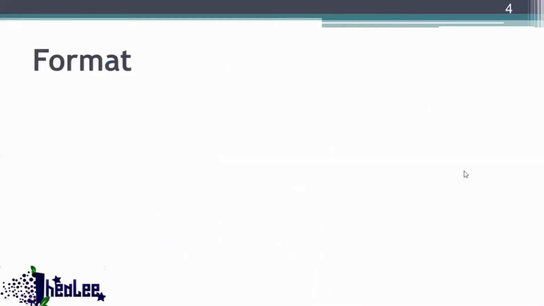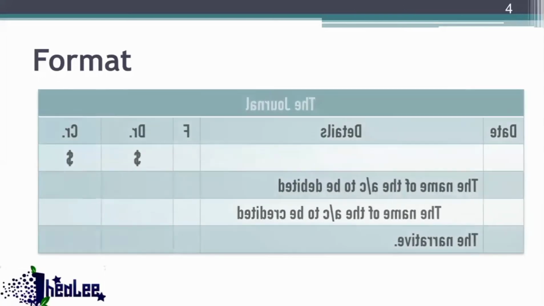Now, each book of original entry does have a format, right? And we're talking about the general journal now. But in terms of preparing the general journal, what is the format and what is the principle in writing it up? So we're going to focus on that.